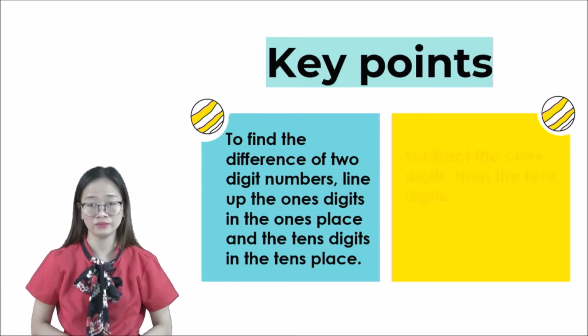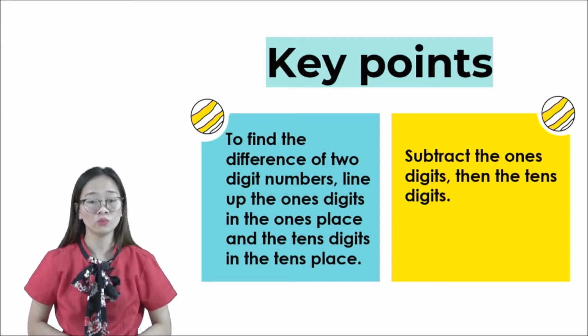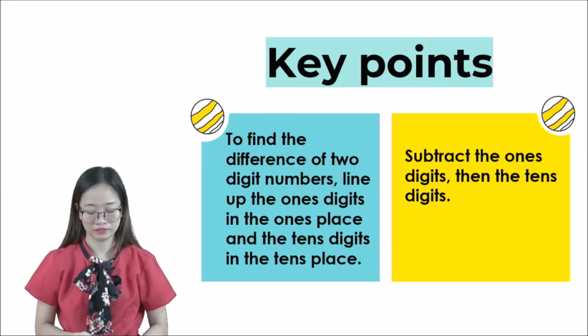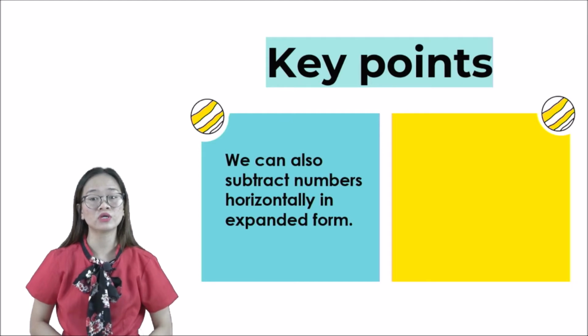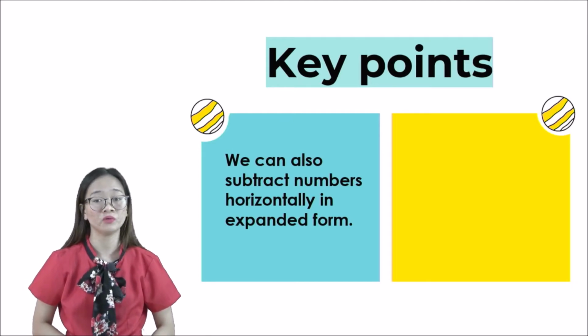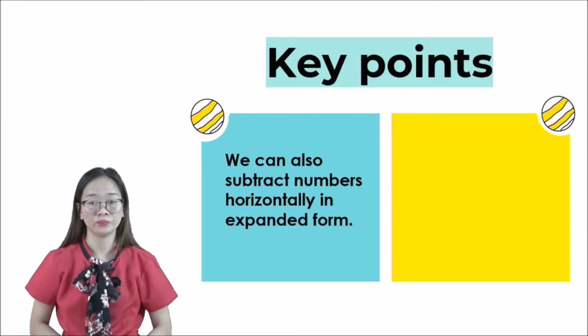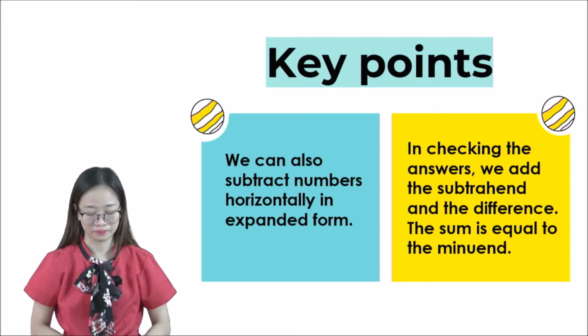Okay, next one. Subtracting the ones digits, then the tens digits. Always start with the ones digit and then the tens digit. Okay, next one. We can subtract numbers horizontally in expanded form, the one that we did a while ago. We call that expanded form. In checking the answers, we add the subtrahend and the difference. The sum is equal to the minuend, okay? So, meaning your answer is correct when they are the same.